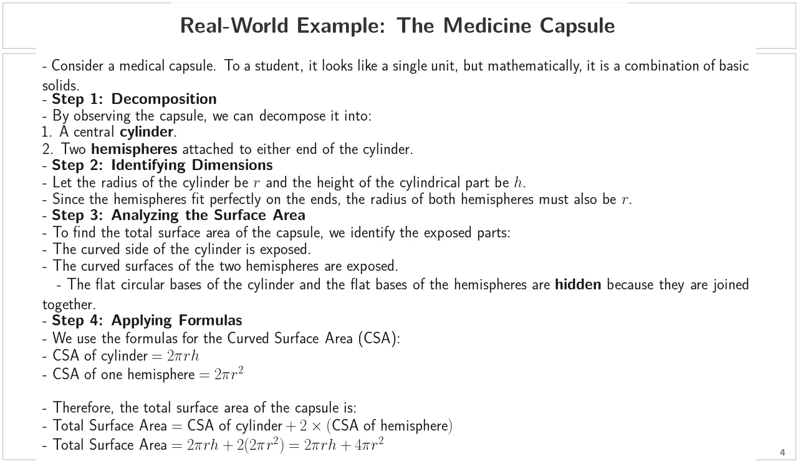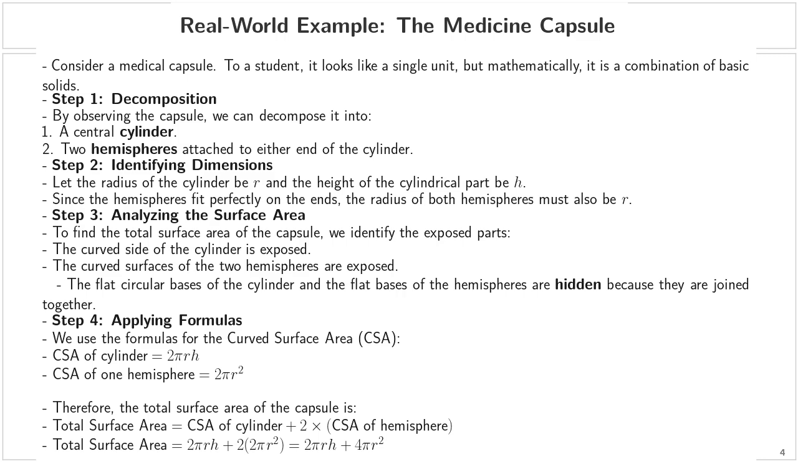Finally, in step 4, we apply the formulas. Since we are only interested in the outer layer, we will use the formulas for curved surface area, or CSA. For the cylinder, the formula is 2 pi r h. For a single hemisphere, the formula is 2 pi r squared.